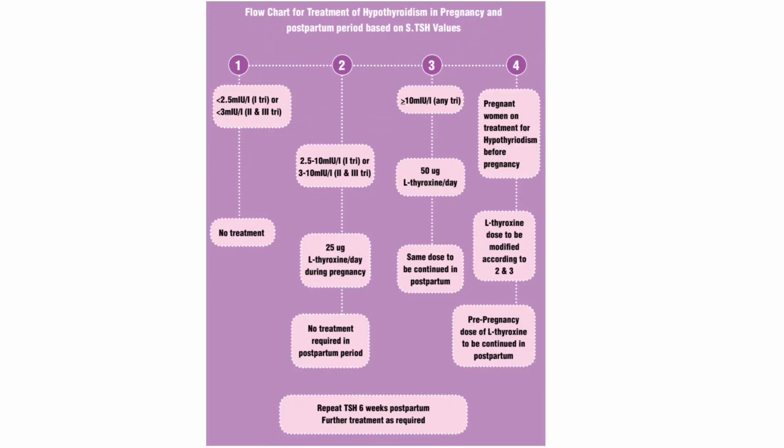If the pregnant woman was on treatment for hypothyroidism before pregnancy, meaning the patient is a case of overt hypothyroidism, then the levothyroxine dose is to be modified according to the above, and the pre-pregnancy dose of levothyroxine is to be continued in the postpartum period. And when we start the dose of levothyroxine, repeat thyroid stimulating hormone surveillance is done 6 weeks postpartum, and we have to adjust the dose according to the serum TSH value.